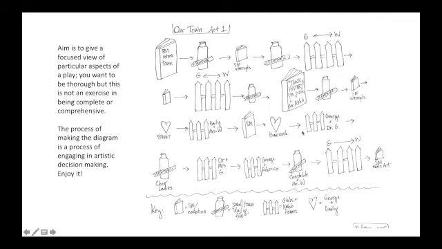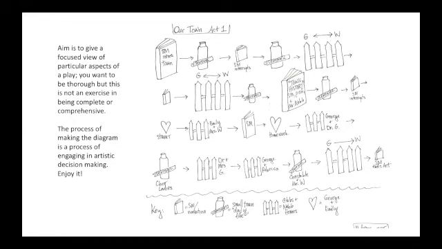So the aim of the plot bead diagram is to give a focused view of particular aspects of the play. So here, for example, I was interested in the question, what's the function of the narrator in Act 1? Where does he come in, and where can I see if there is some rhythm to it? And I wanted to see whether I could discern that by plot beading it out like this. You want to be thorough, but this is not an exercise in being complete or comprehensive. You don't have to capture everything. You want to focus on the things that you're interested in.